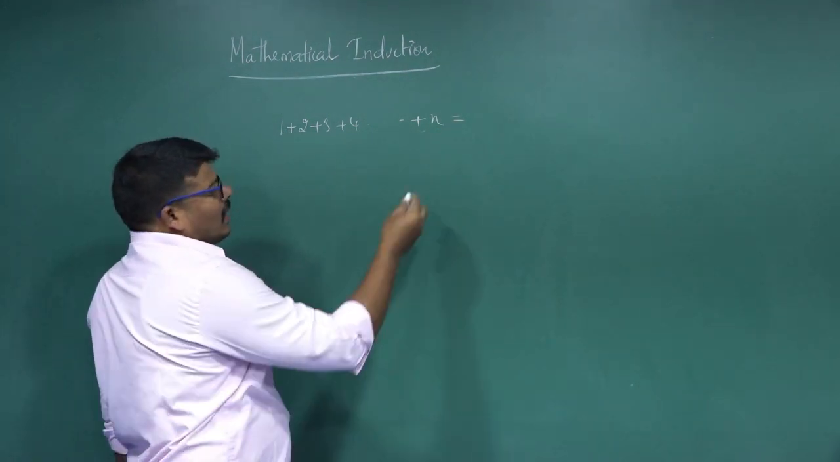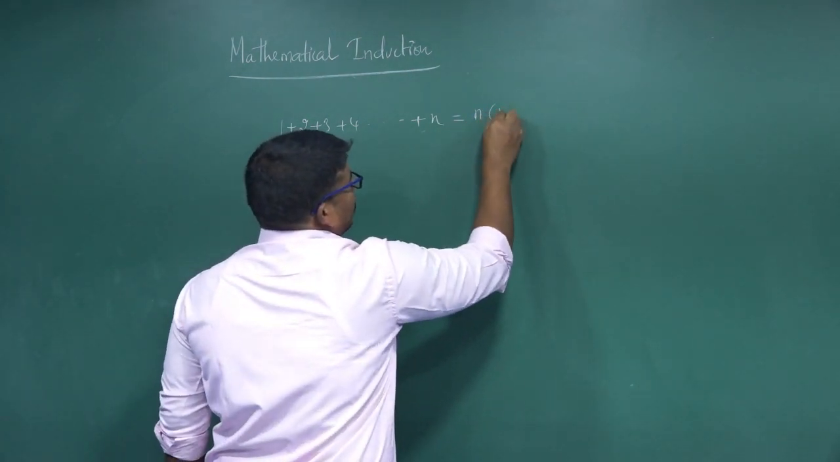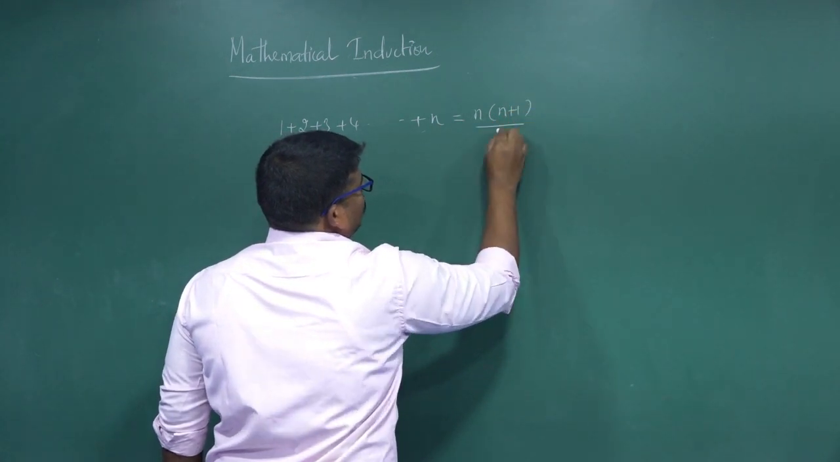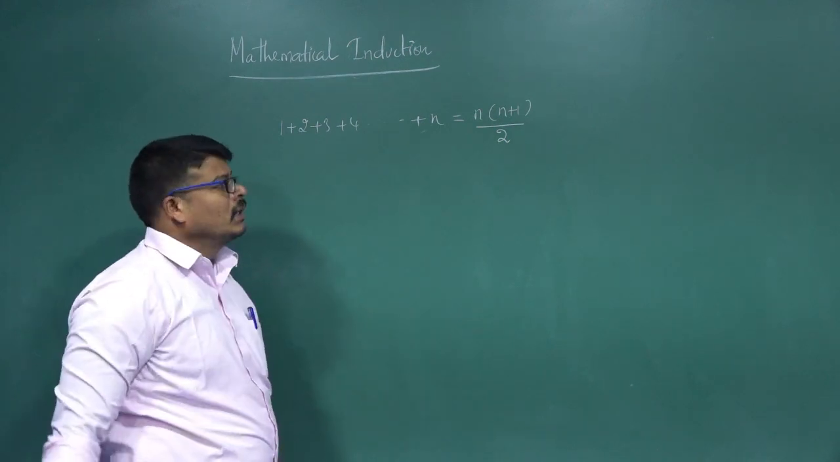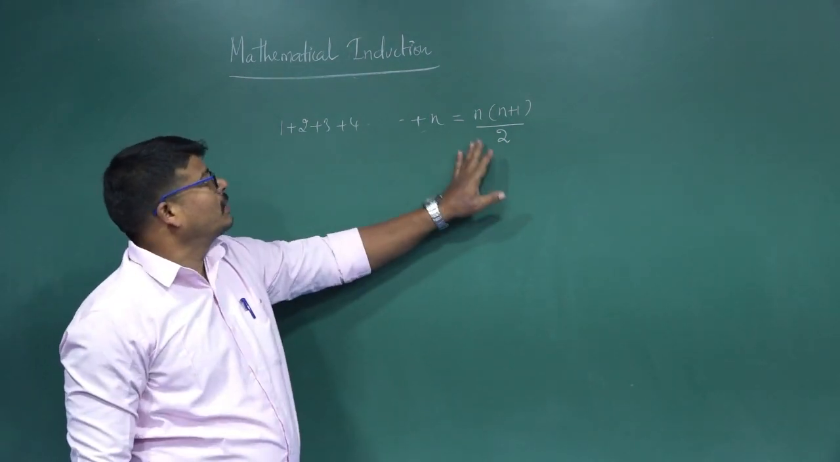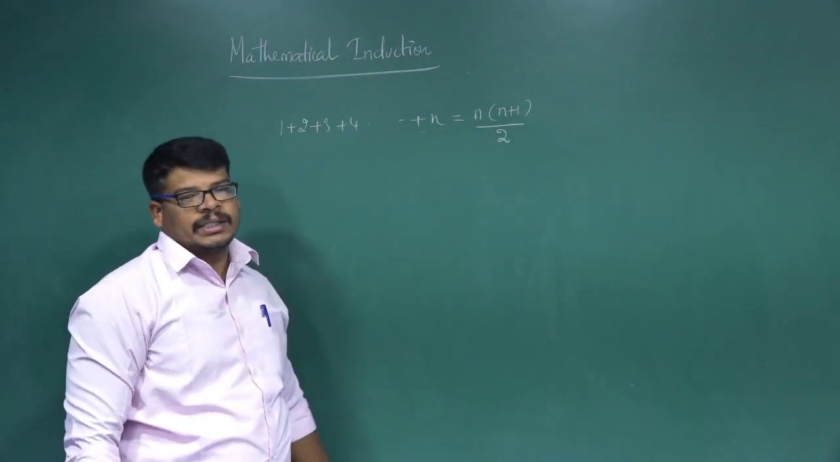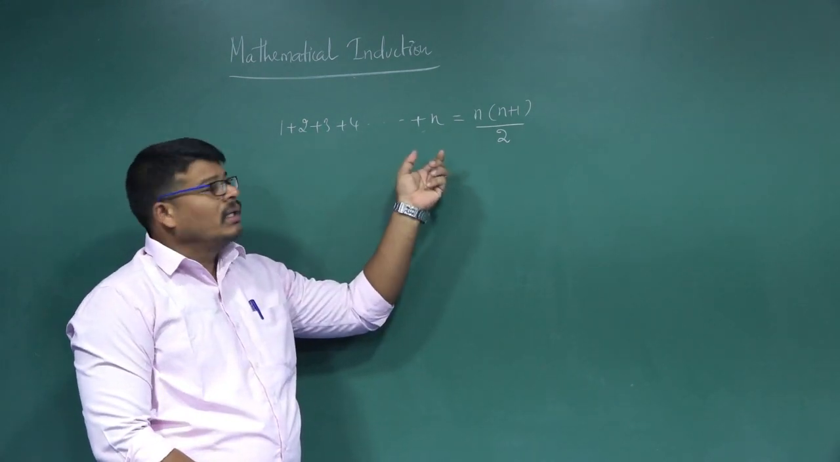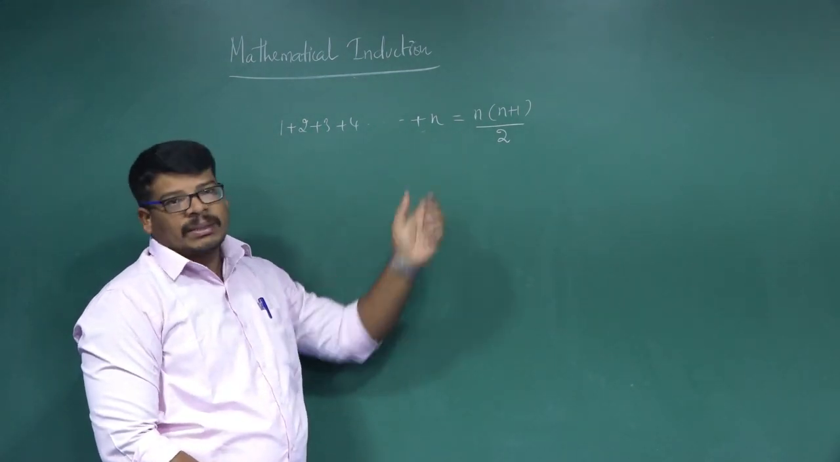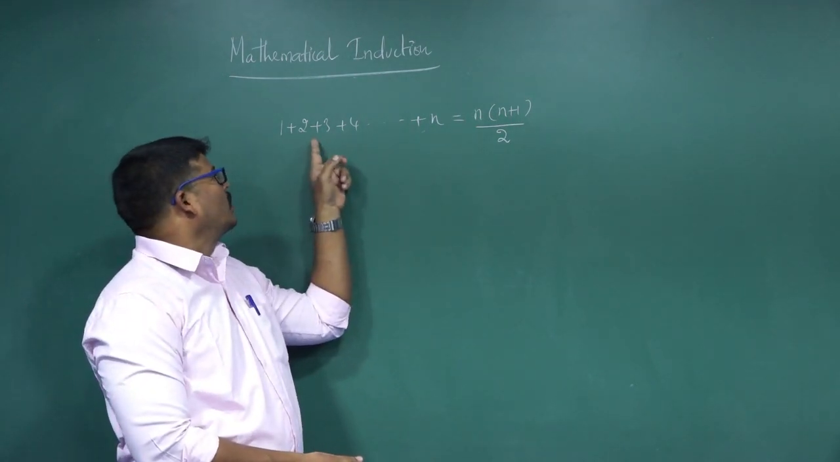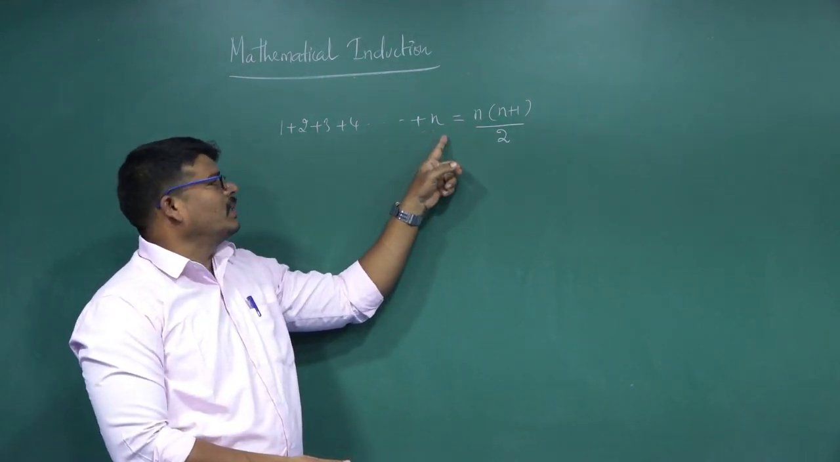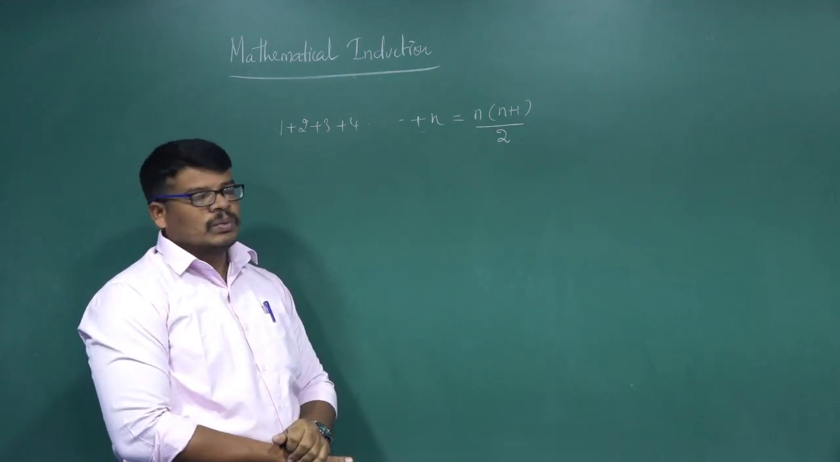The sum of n natural numbers formula is n into n plus 1 by 2. How to prove this sum of n natural numbers by using mathematical induction? The statement is 1 plus 2 plus 3 plus 4 and so on, plus n is n into n plus 1 by 2.